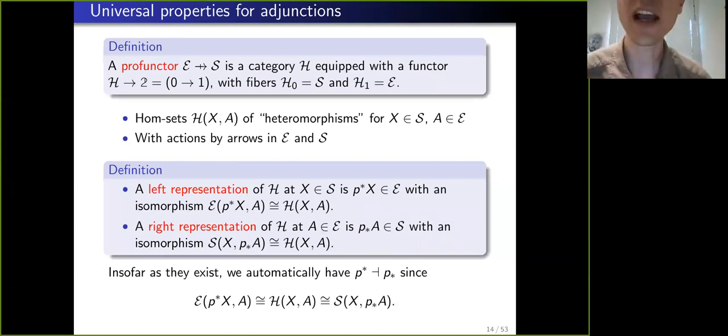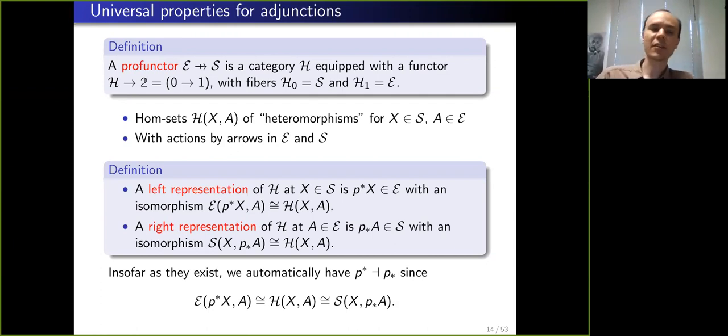And I require that the fibers of this functor over the objects 0 and 1 are the categories S and E that we started from. So, in addition to the fibers, the only remaining data in this category H is the morphisms from objects of S to objects of E, because these are the ones that lie over the morphism from 0 to 1.